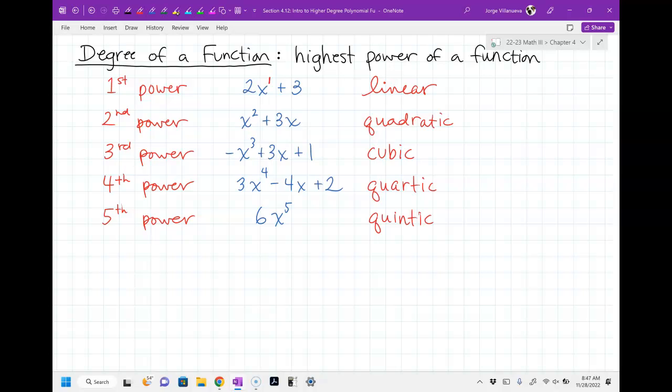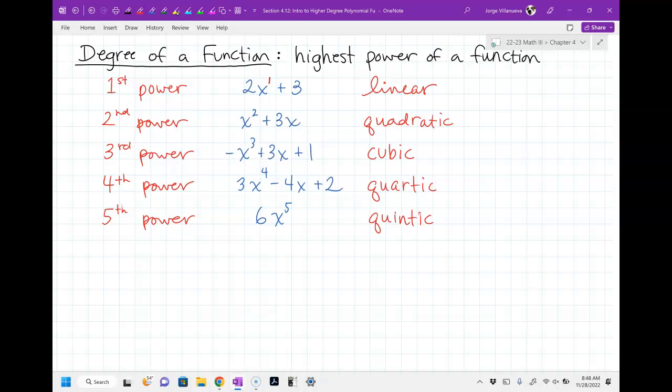So it's a quadratic binomial. The third power, I would call it a cubic what? Trinomial. It's 3 terms, right? Cubic trinomial. The fourth power, I would call it a quartic. How many terms? 3. So a quartic trinomial, right? And the fifth one would be a quintic monomial, right? 1 term only. So you're going to have questions like that on your homework.